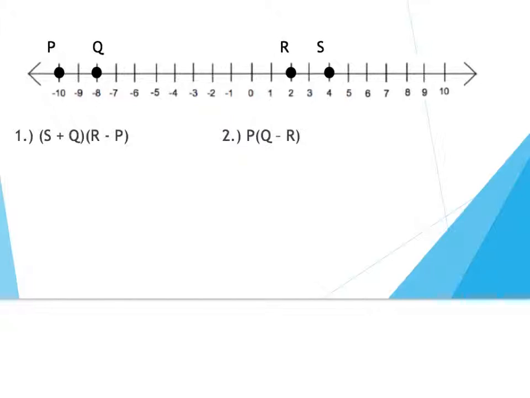All right, go ahead and solve both of these problems on your own. All right, let's go ahead and go over number 1. So again, I'm going to plug in the values for each of my letters. So in my first parentheses, I have S plus Q. So I see that S is 4 plus Q, which is -8. My next parentheses is R, which is 2, minus P, which is -10.